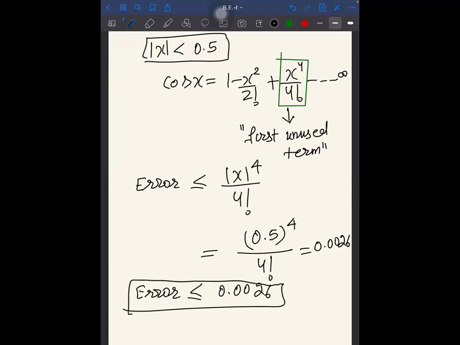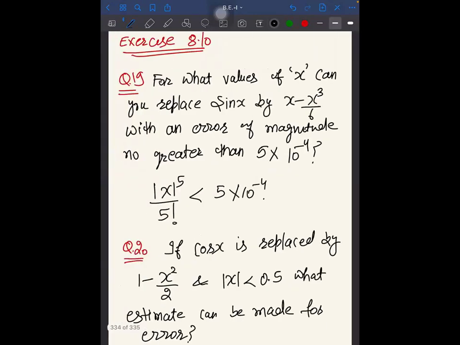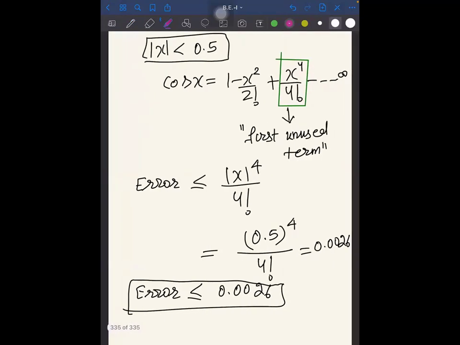Yes, sir. What was in the previous question? See, there is a difference. In the last question, we were getting the values of x for which the error should be less than this. In this question, we already have the values. Now we are getting the magnitude of error. That error cannot be more than this. So the reverse question has been asked. Right? Do you understand this? There is only a small difference, not much. Are you getting the point?